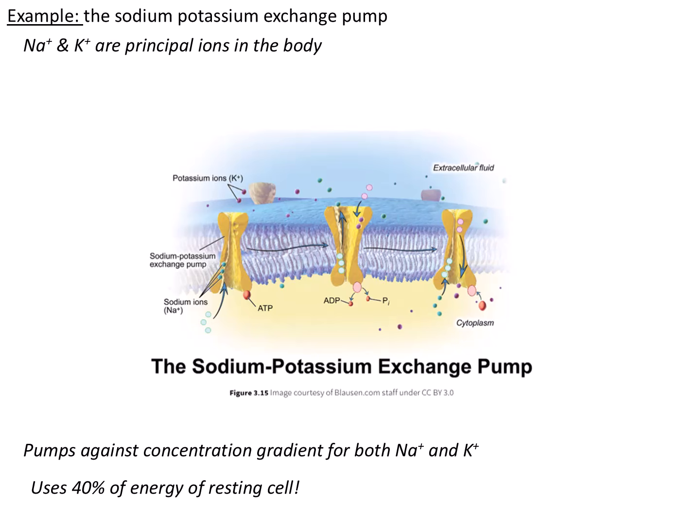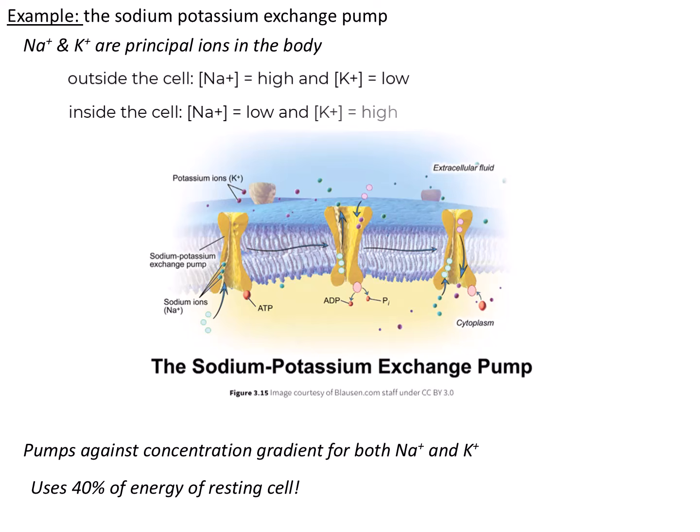As mentioned previously, sodium and potassium ions are principal ions in the body. Outside the cell, there's a very high concentration of sodium ions and a low concentration of potassium ions. Inside the cell, there is a low concentration of sodium ions, but a high concentration of potassium ions. The maintenance of this gradient is key for many different cellular functions. So to keep the gradient, the cell uses a sodium-potassium exchange pump.